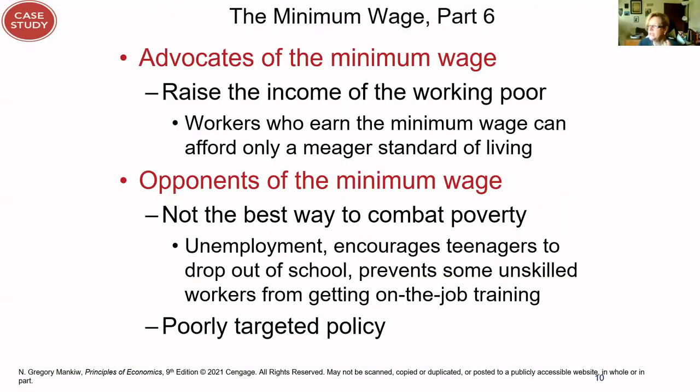Why? Well, again, the idea is everyone should have an affordable wage. A byproduct of that is that those people, that type of jobs that pay minimum wage, tend to be lower level, lower skill.